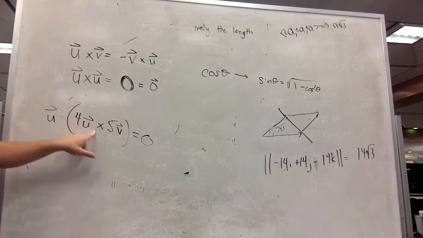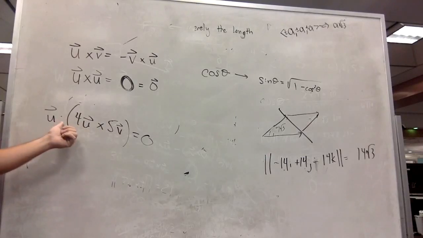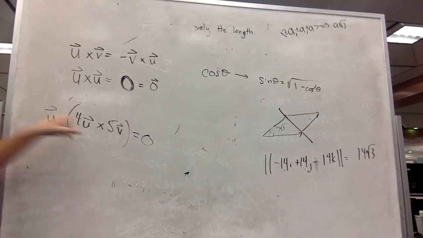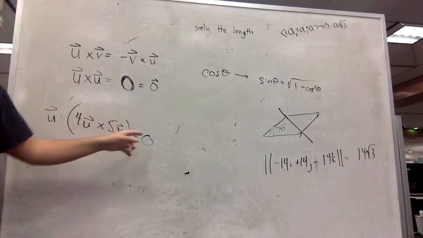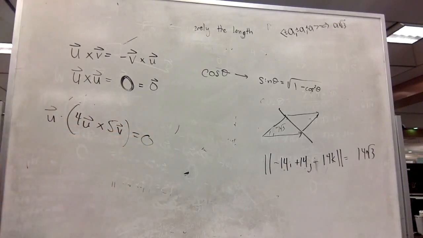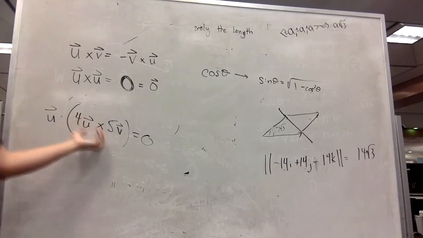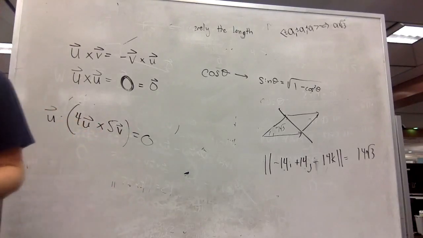Now, if you dot u with a vector that's perpendicular to u, you should get 0. Make sense? Because you're making those connections, right? This is hard to see though, because you had to think, oh, right. The geometric significance of the cross product is that it gives you a normal vector. Okay.